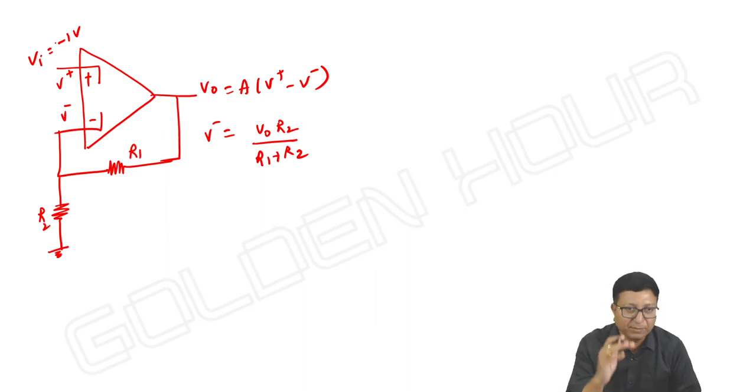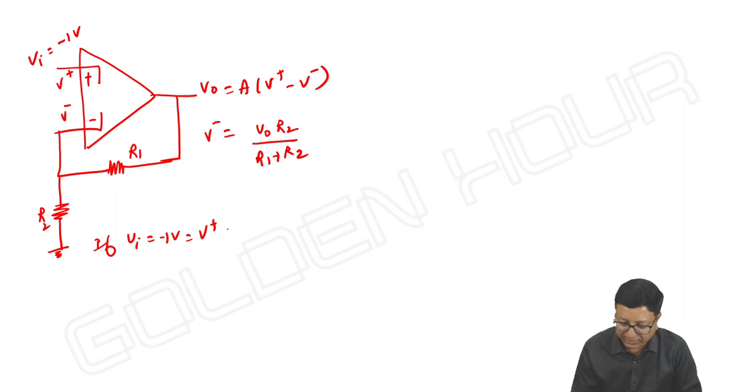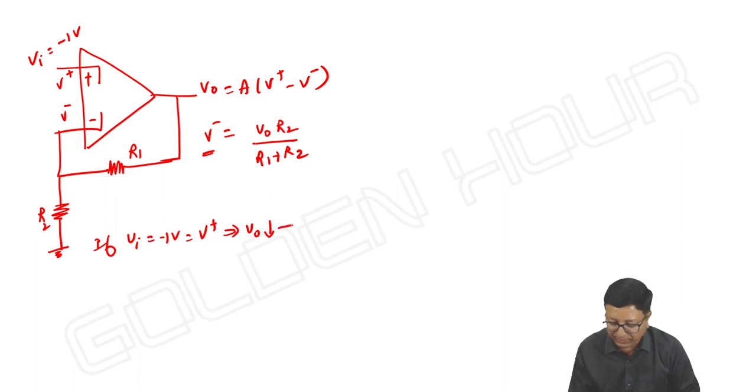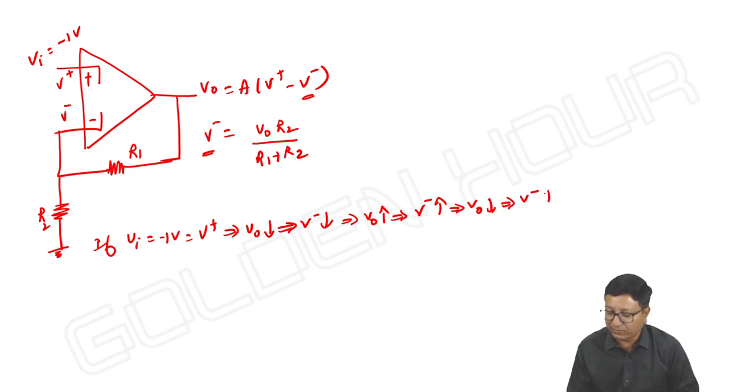Now input is negative, which means input is decreasing. If V input decreases, then V output will decrease. I can say if V input is equal to minus 1 volt, that is V plus, then as it is decreasing, that makes V output decrease. V output decreases means what happens to V minus? That makes V minus decrease. If V minus decreases, then output will increase. If V output increases, V minus will increase. V minus increases, V output will decrease. V output decreases means V minus will decrease. And V minus decreases means V output will increase, which means V minus will increase, which reduces V output.